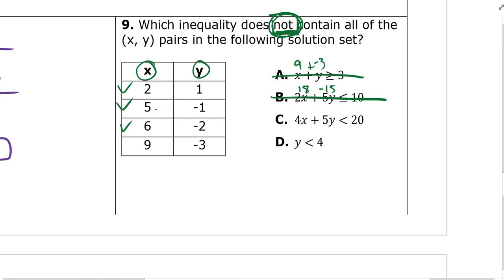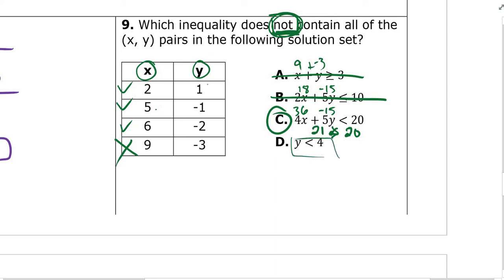Plug in 9. 4 times 9, 36. -3 times 5 is -15. And when we subtract or add a negative for 36 and -15, we end up with 21. Now you see the error here. 21 is not less than 20. 21 is greater than 20. It should be facing the other way. So that's where our error is. C is our answer.